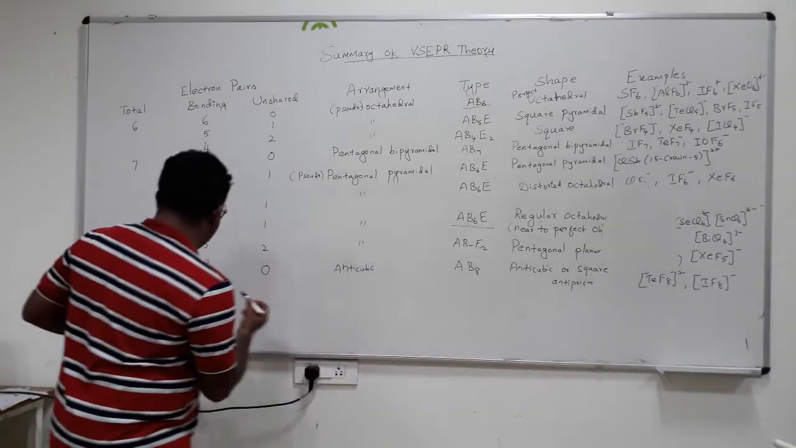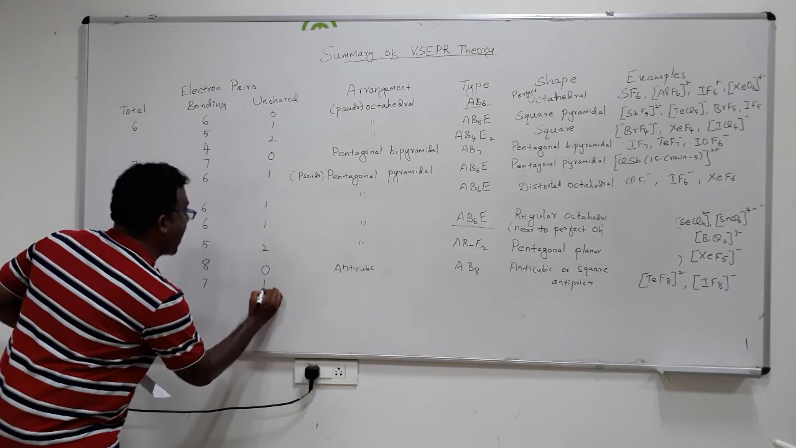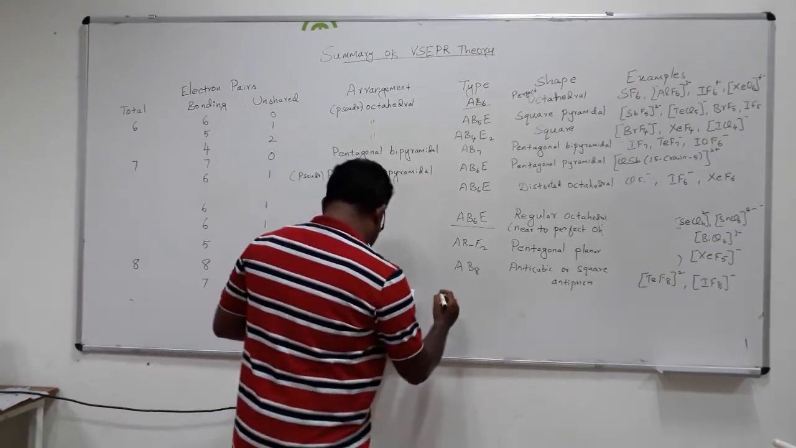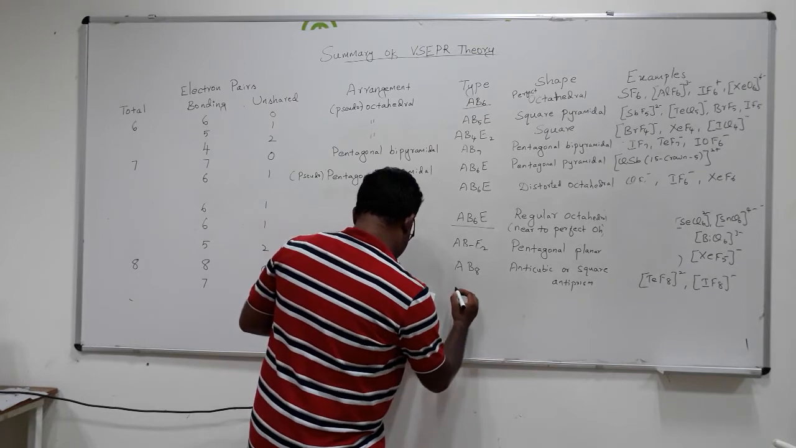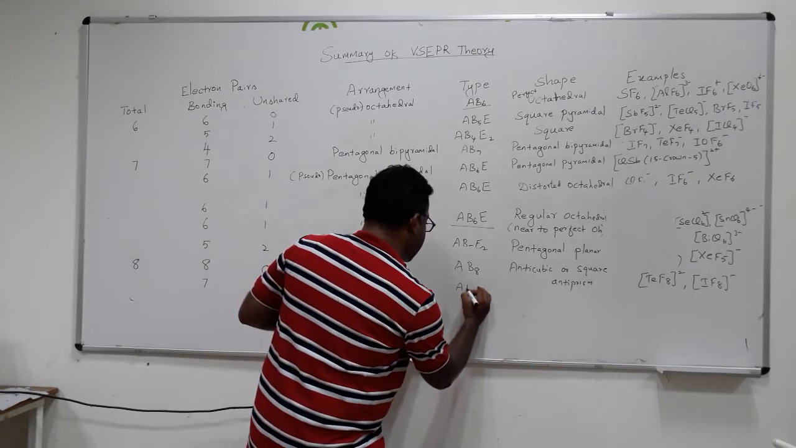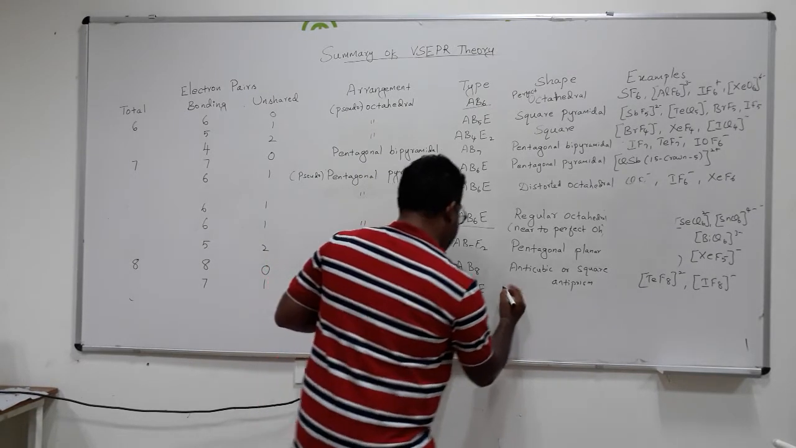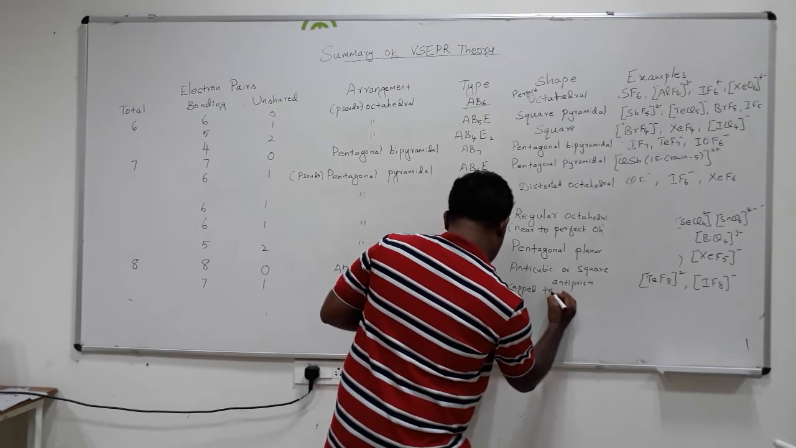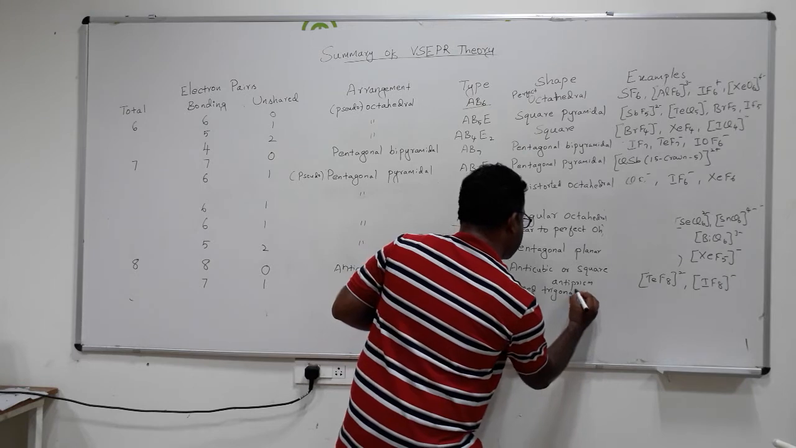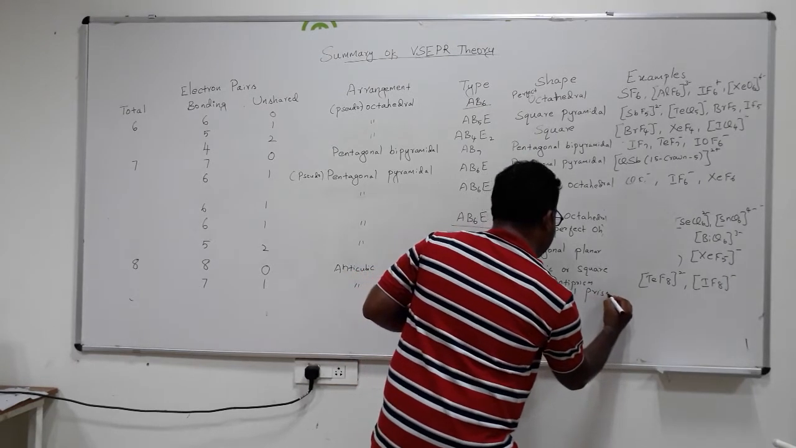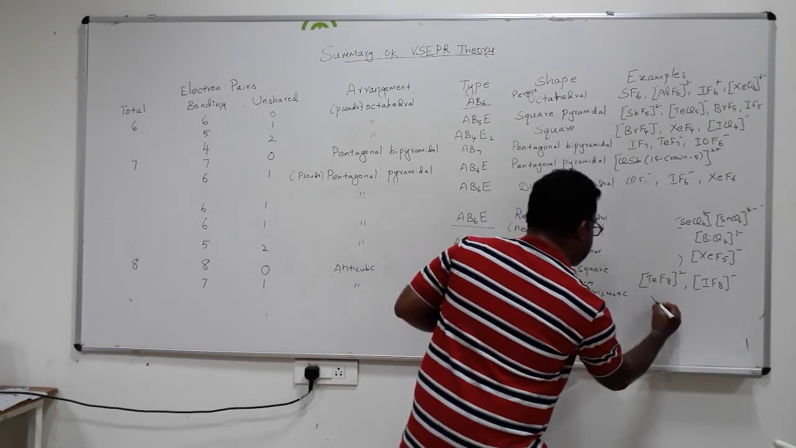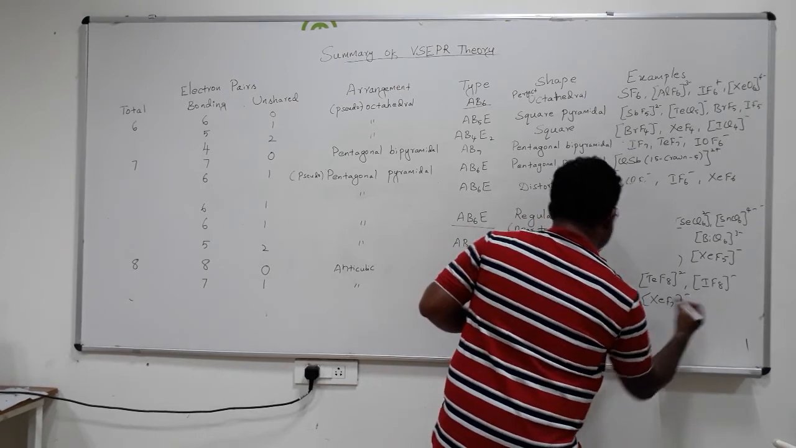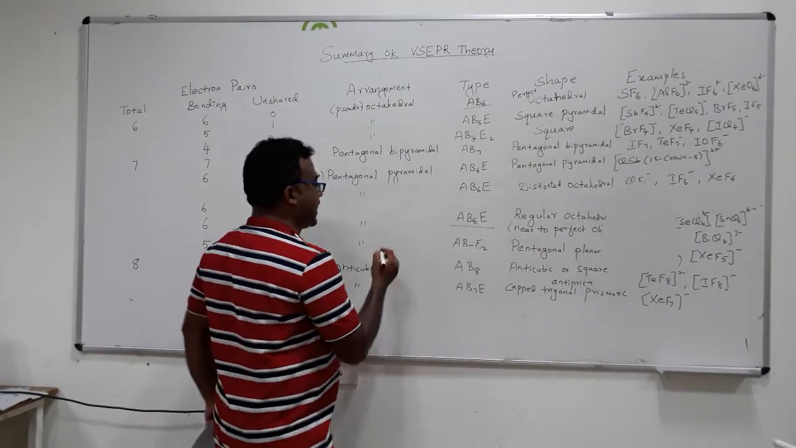In case you have 7 bonding electron pairs and 1 unshared pair of electrons, it will be called a pseudo anticubic. We can call this AB7E, capped trigonal prismatic. XeF7 minus. So trigonal prismatic, how does it look?